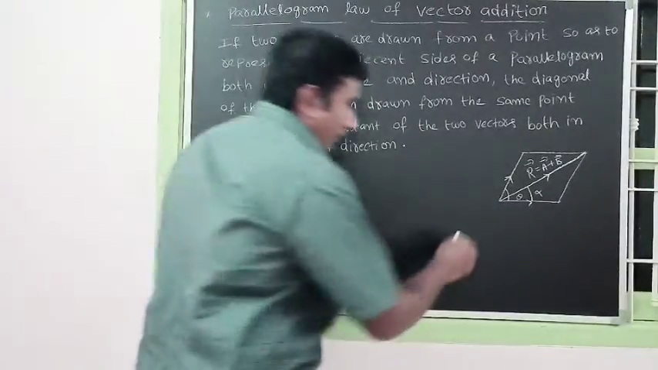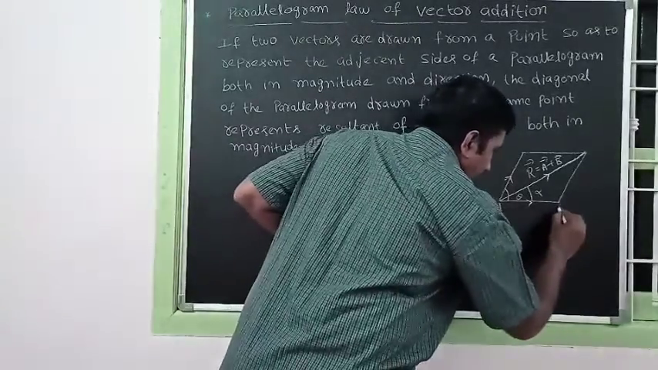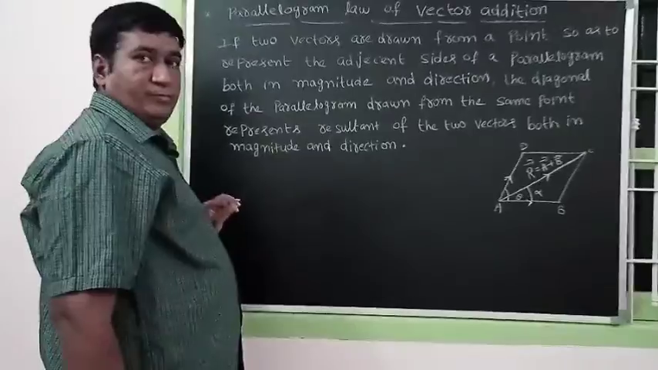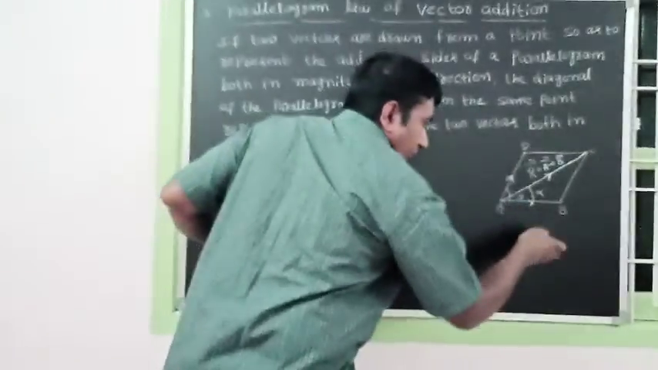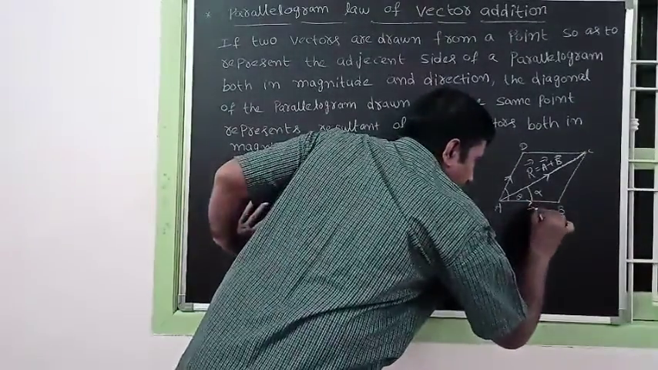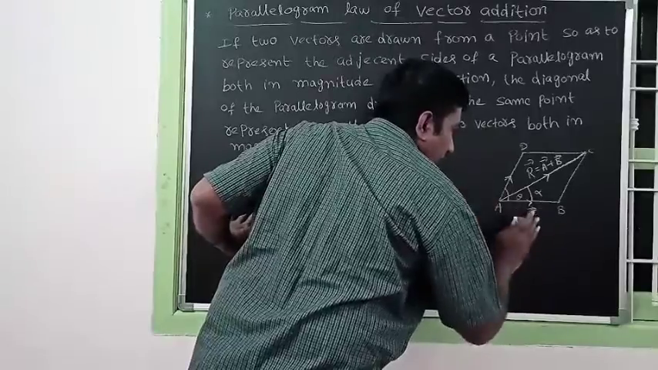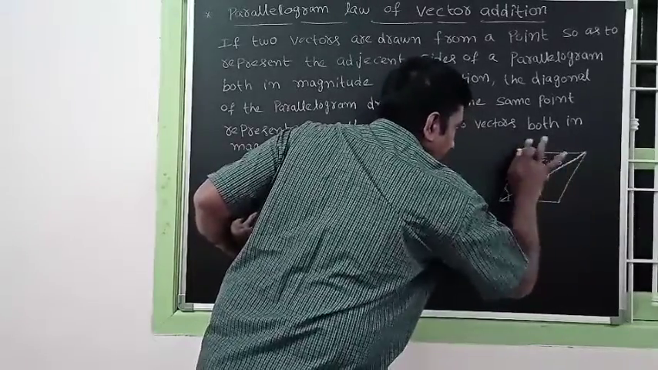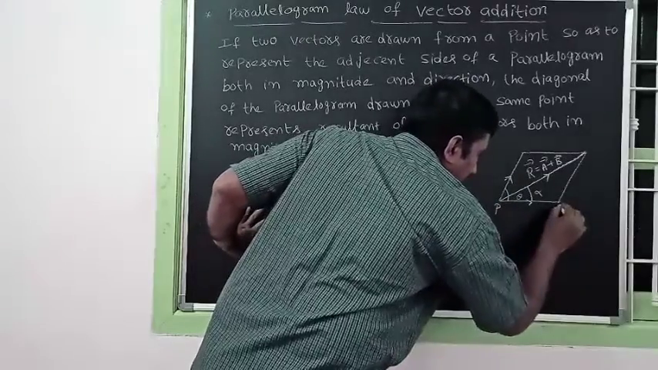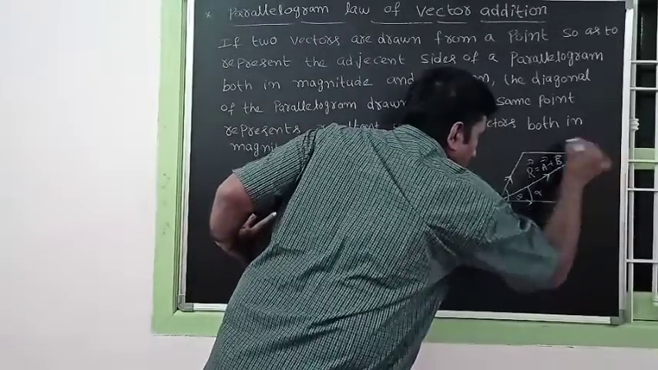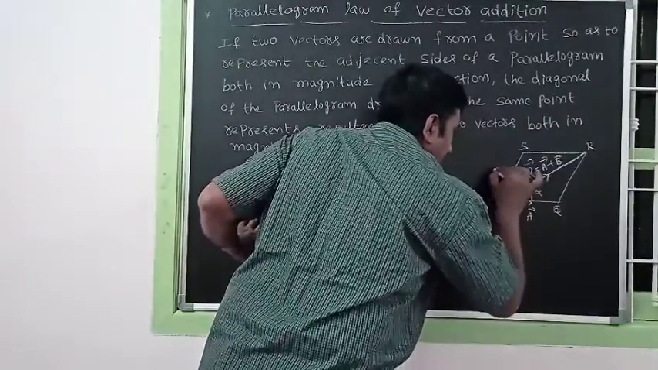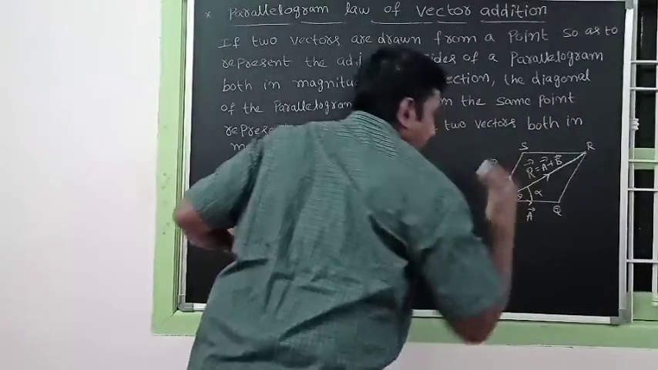I can take it in a simple manner as A, B, C, D. Sorry, I can take it here as P, Q, R, S. This as an A vector, this as a B vector.